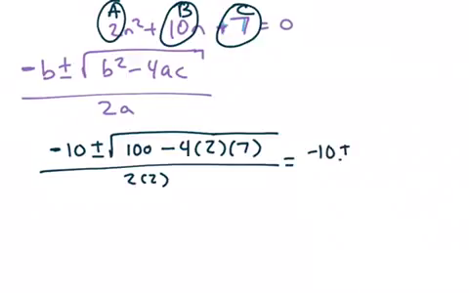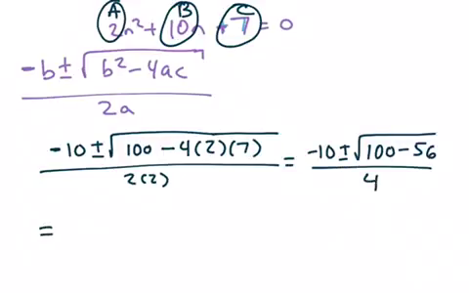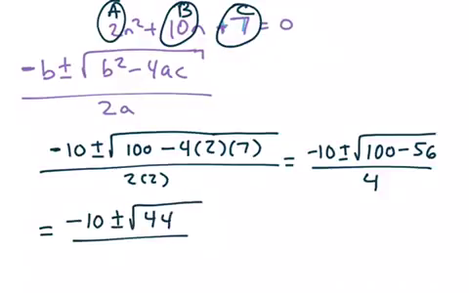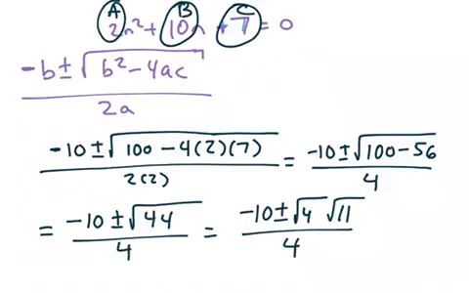negative 10 plus or minus square root 100 minus 56, all over 4, which is negative 10 plus or minus square root 44 over 4, which is negative 10 plus or minus square root 4 square root 11 over 4, which is negative 10 plus or minus 2 square root 11 over 4. And here's where it gets interesting. So we have negative 10 plus or minus 2 square root 11 over 4.